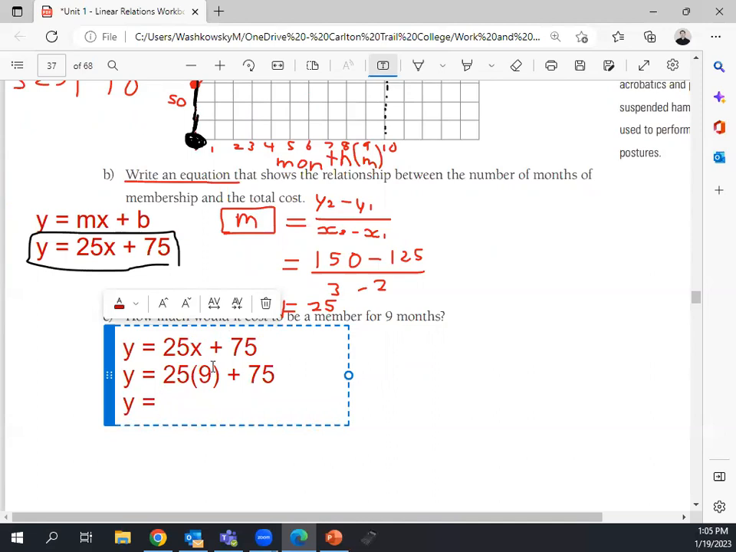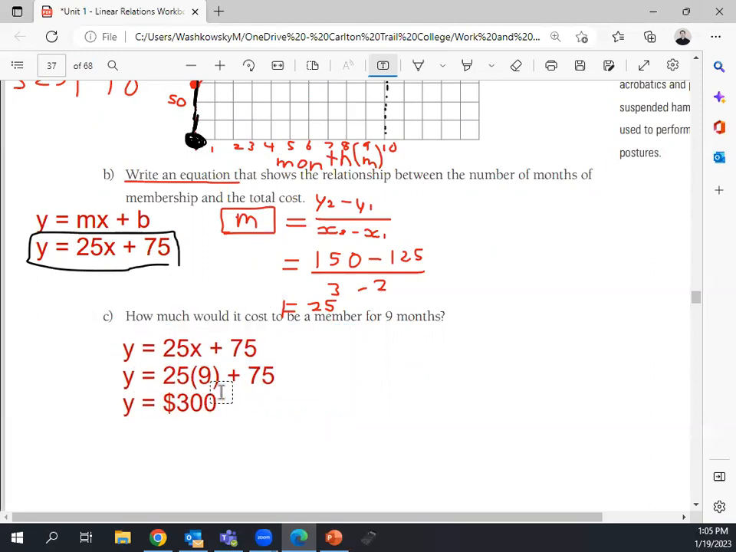So if we actually add all this up, we should get a total answer here of $300. 25 times 9. So yeah, Jasmine's right, $300. That's how much it would cost.